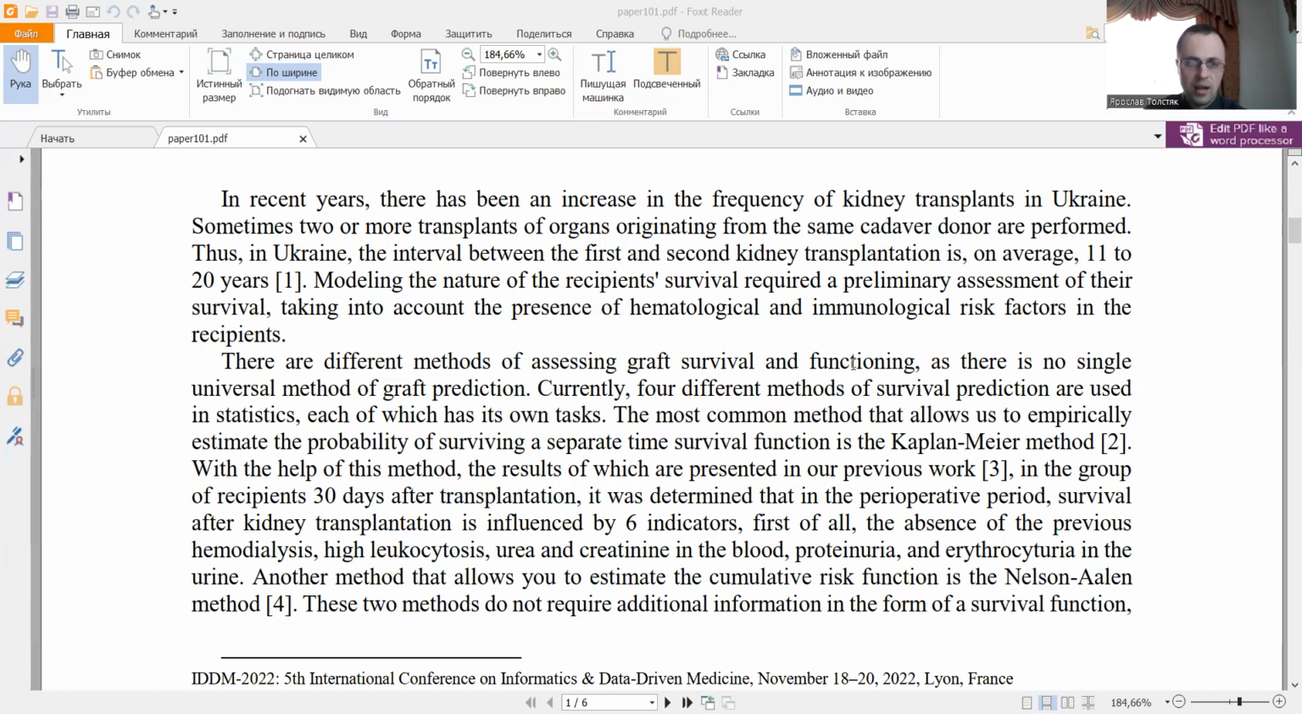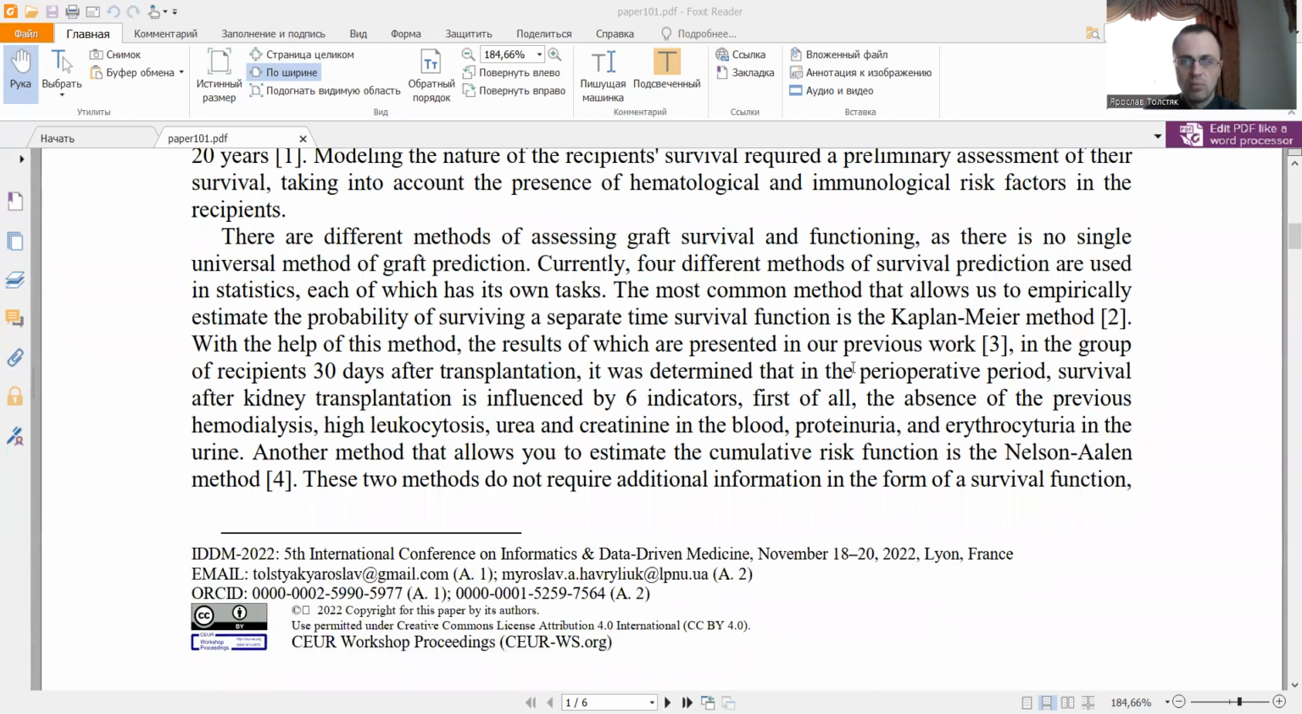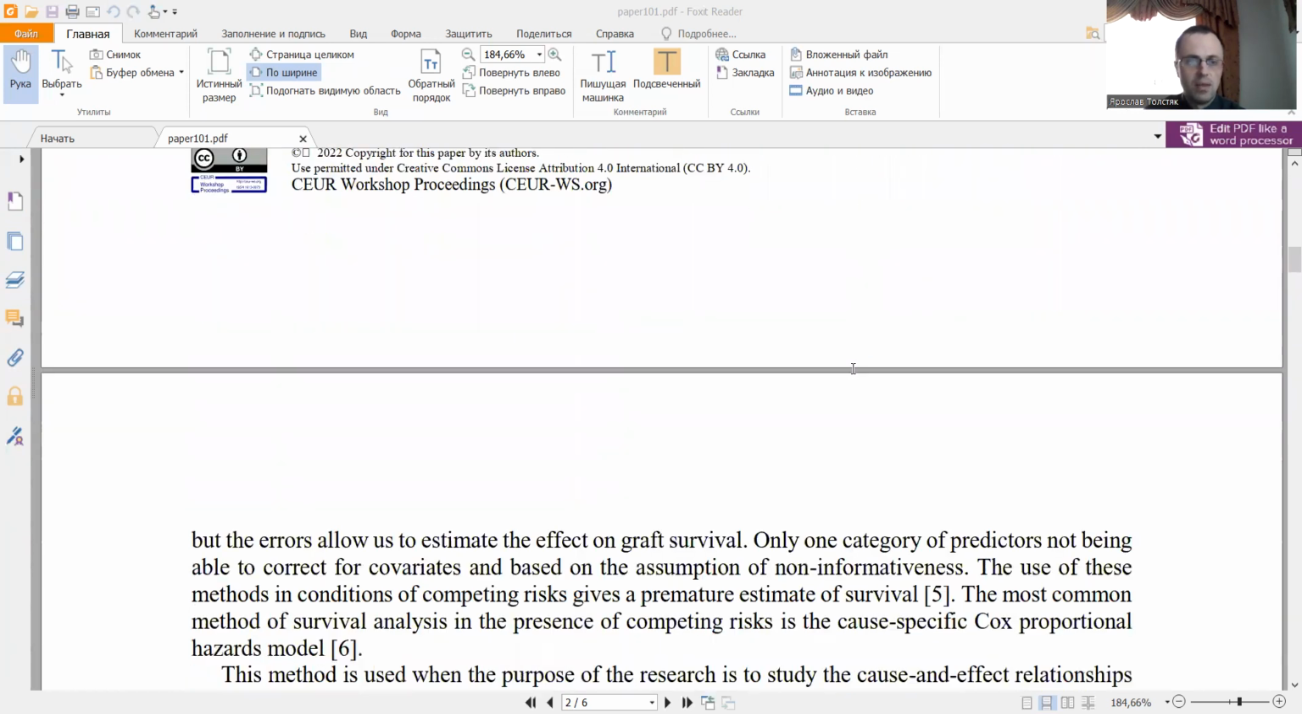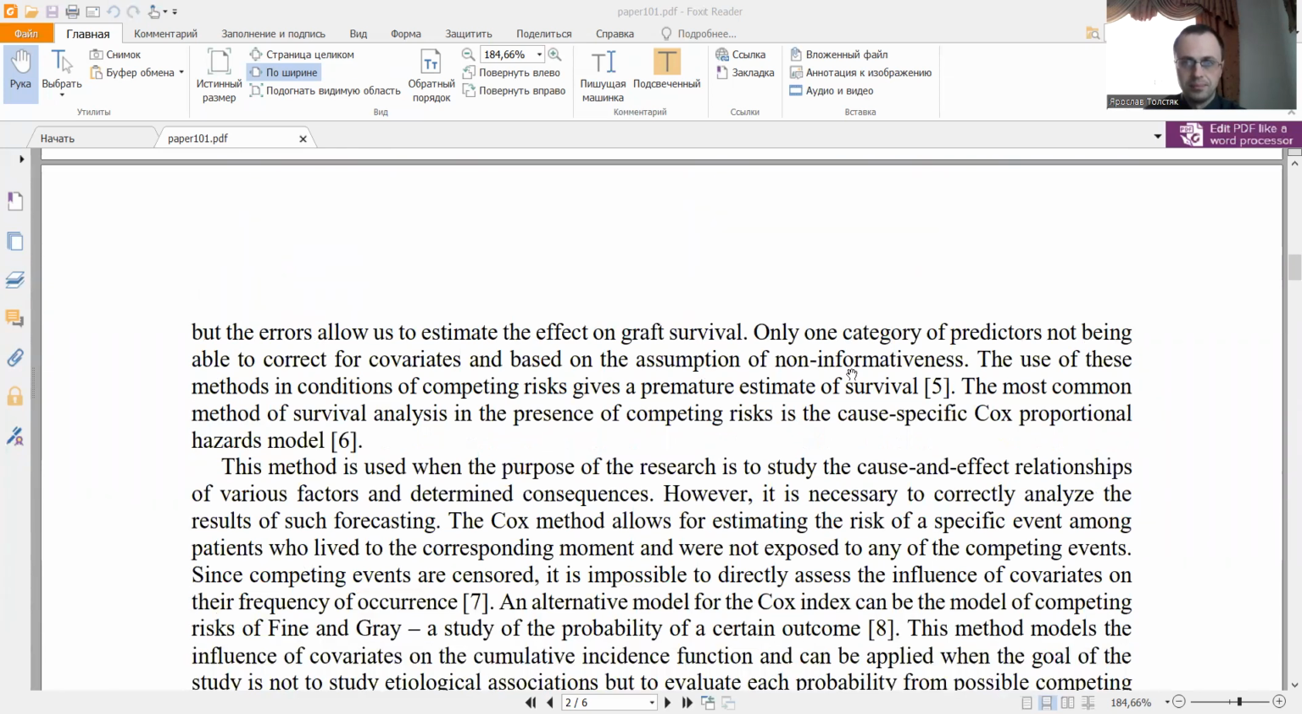First of all, the absence of previous hemodialysis, leukocytes, urea and creatinine, blood protein, and erythrocytes in the urine. Another method allows estimating the cumulative risk function: the Nelson-Aalen method. This method does not require additional information on the survival function, but allows errors in estimating the effect on graft survival.